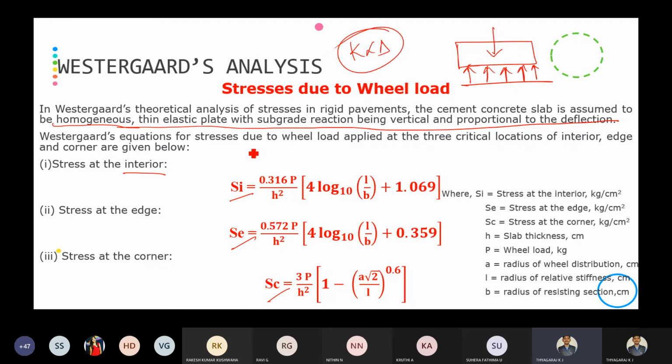And Westergaard equation for stress due to applied load at three critical locations. These are the three critical locations we have already known: interior, edge, and corner. So this is the formula, that is stress due to wheel load at interior location, this is the stress at edge location, and this is the stress at corner location. So these are the formulas you have to remember.